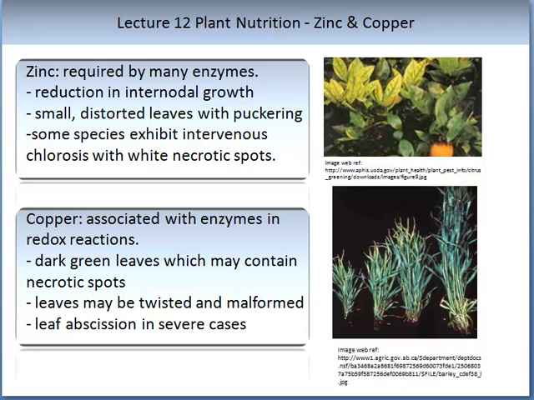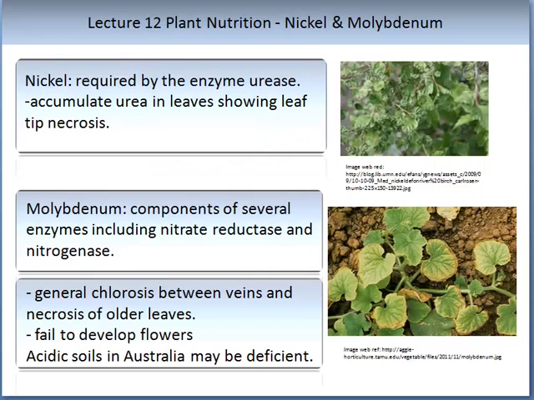Copper is associated with the enzymes in the redox reactions. When copper is deficient, as in the image of barley, dark green leaves which contain necrotic spots can be observed. Leaves may be twisted and malformed. Leaf abscission in severe cases can be found.